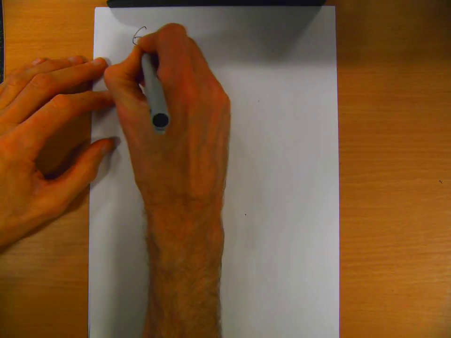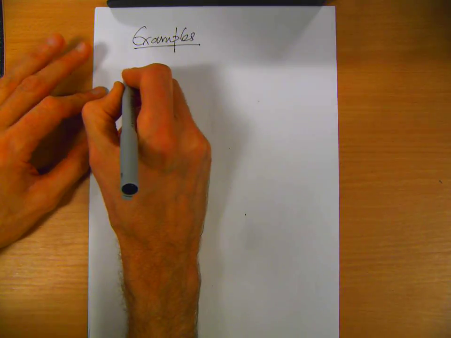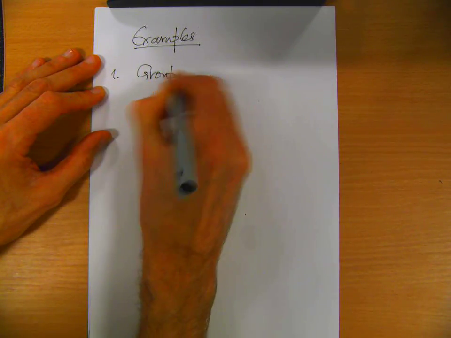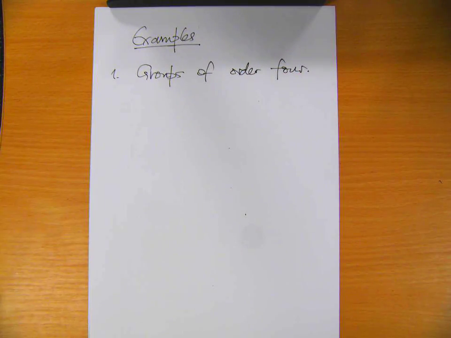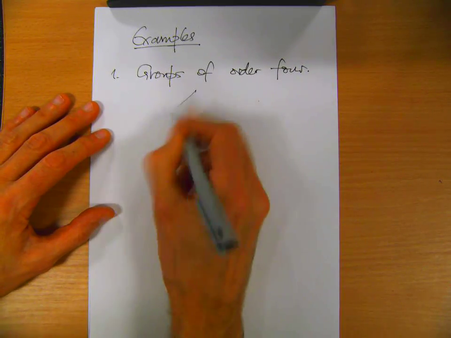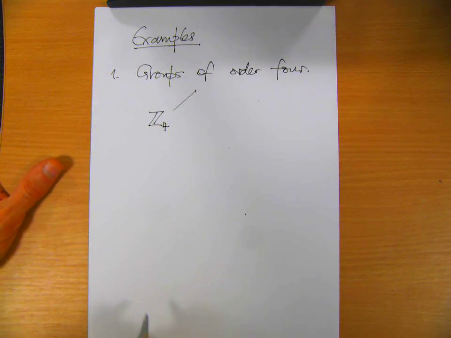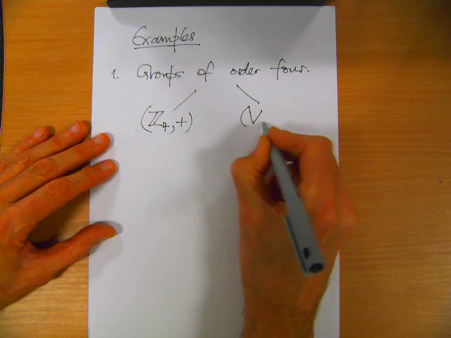the same cyclic subgroup. But let's look at some other examples. Well, let's look at the groups of order 4. Remember that up to isomorphism there are two groups of order 4. There's the integers modulo 4 under addition, and there's also the Klein group.